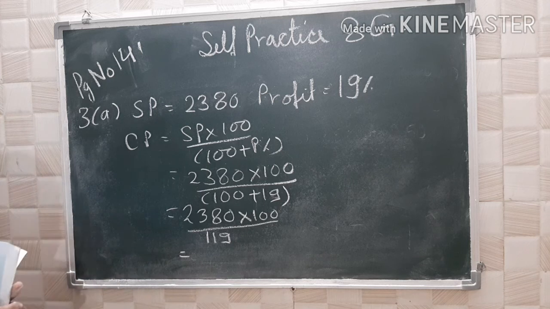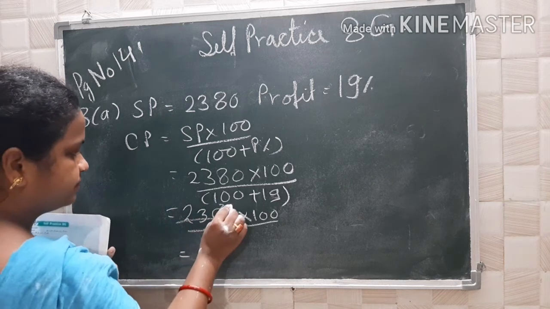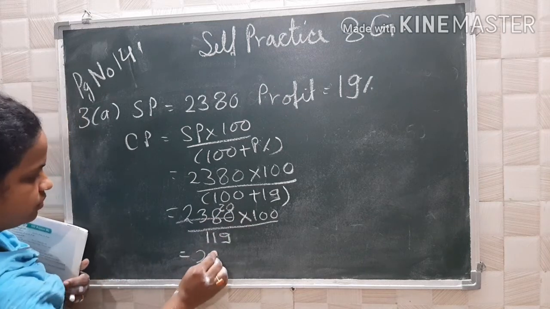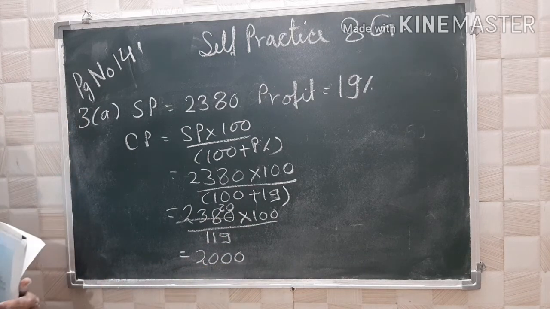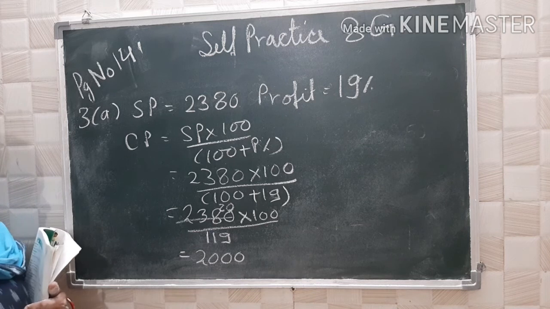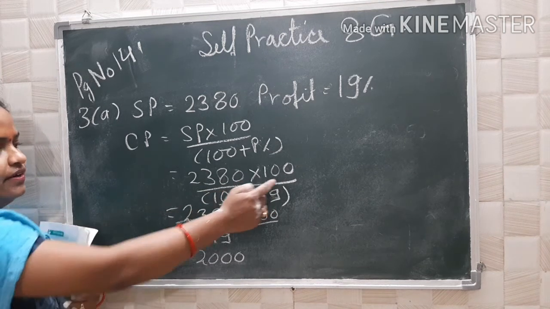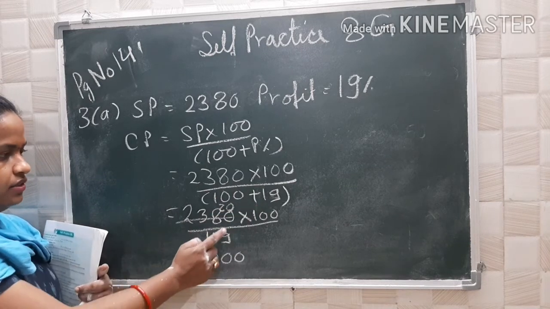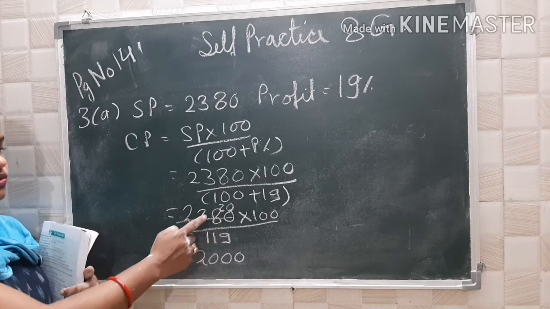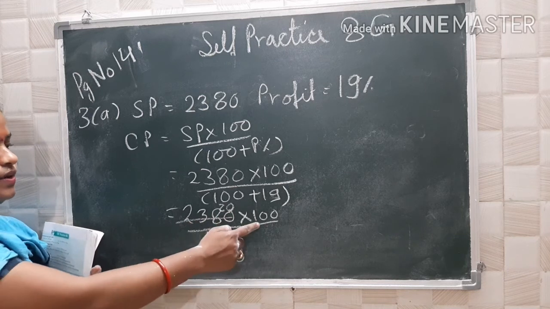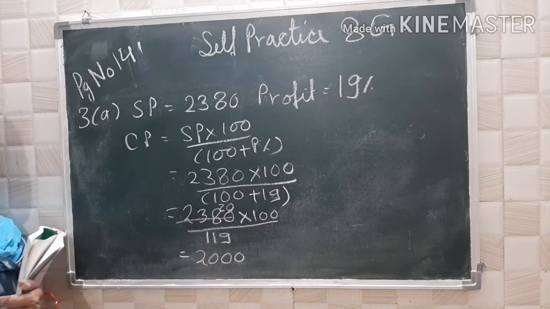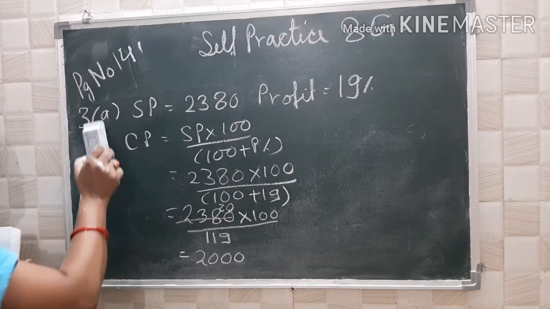See, so how much it will be? 20, sir. So it will be 2000. So what will be your CP? Rupees 2000. Okay? 2380 into 100 upon 100 plus 19. So 119 2s are 238, 20 into 100, that will be 2000. Okay? Now see the B part.